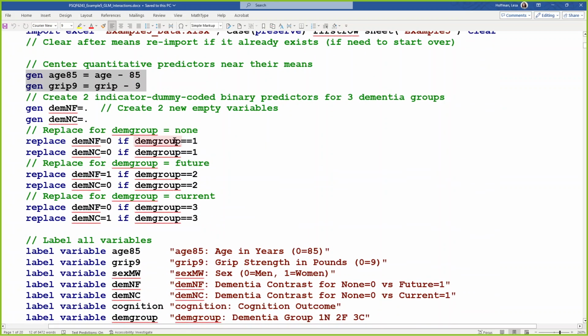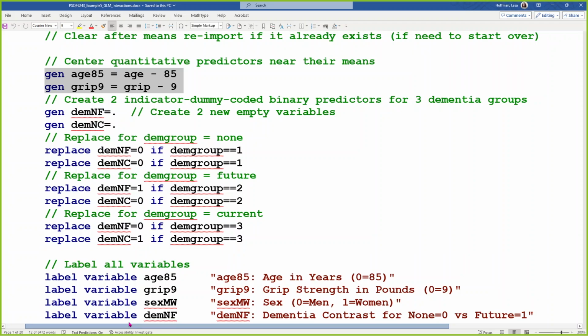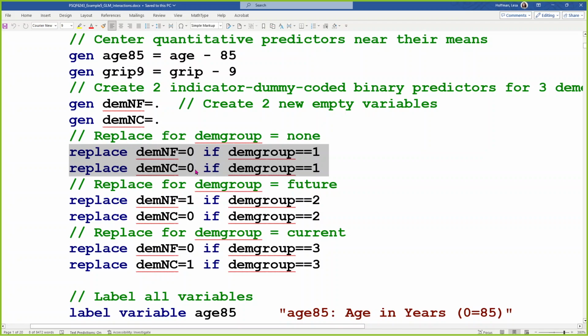I am taking my 3-group dementia variable and turning it into 2 binary predictors. This is indicator coding. So the reference group is going to be group 1. They're going to have the 0 values for both of the new predictors. Group 2 is going to be controlled by DEM-NF. So this is none versus future. Future is the second group. And then NC stands for none versus current, and that's going to be used to identify group 3.